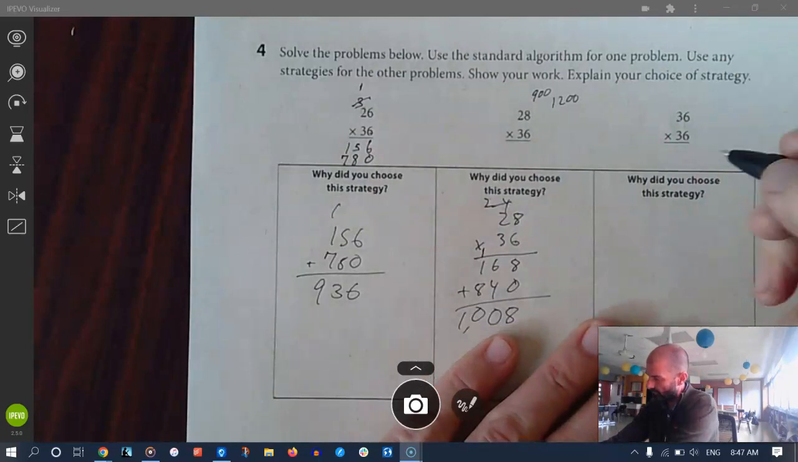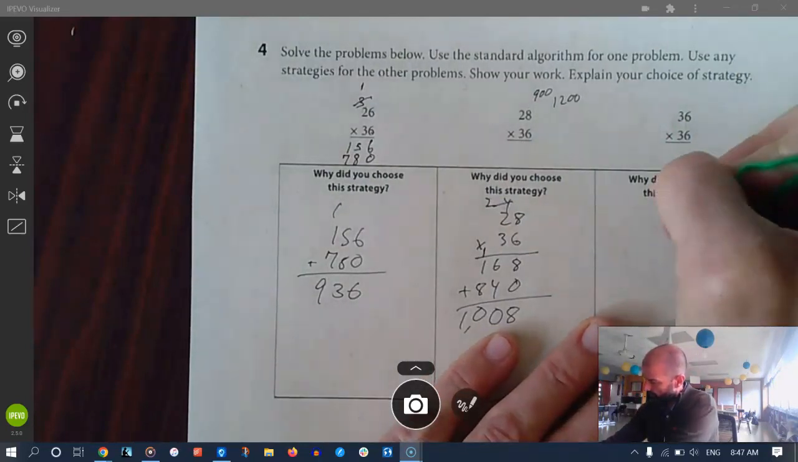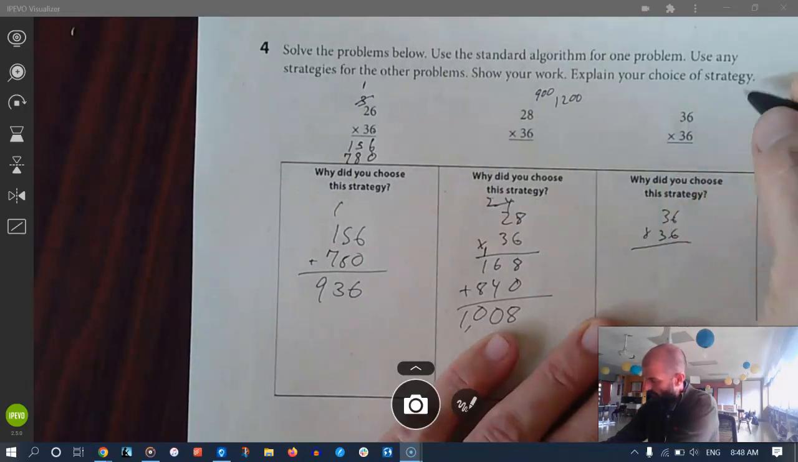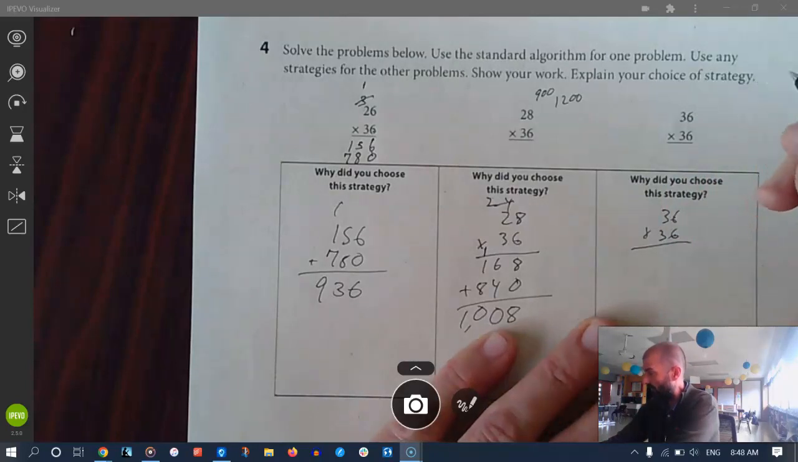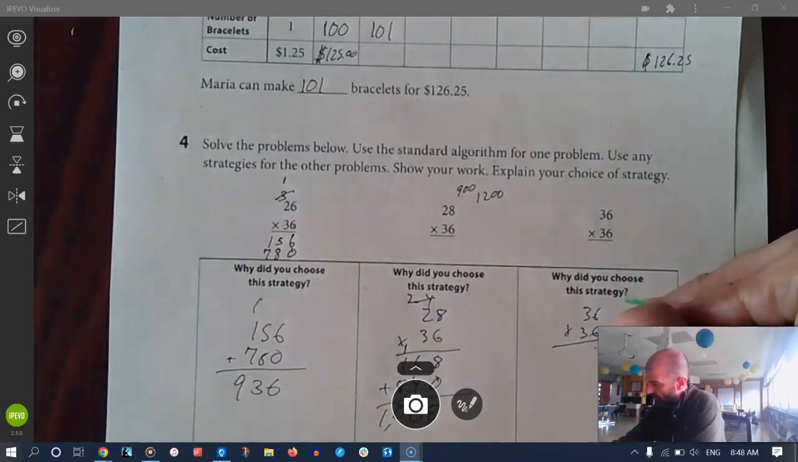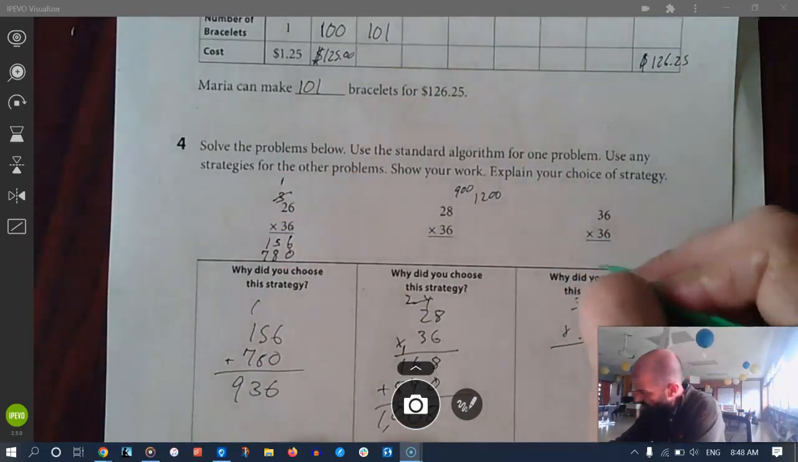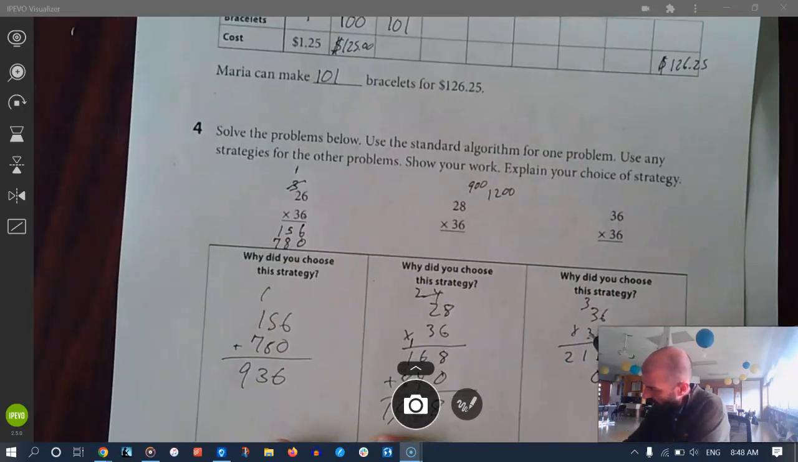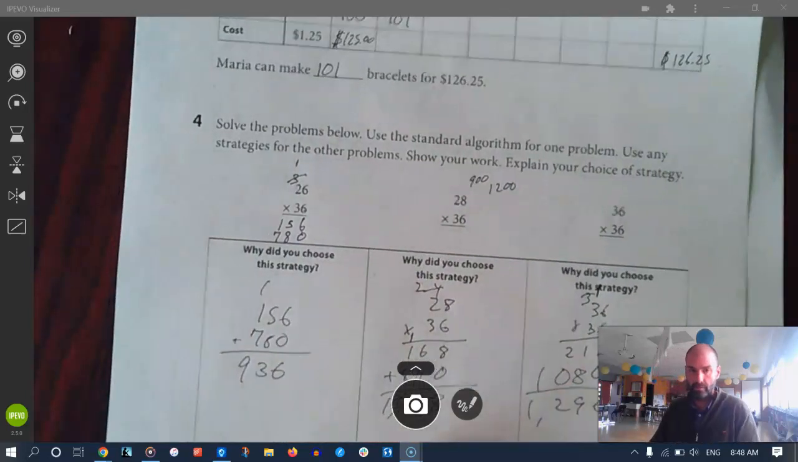36 times 36. So 30 times 30 is 900, 40 times 40 is 1600, so in between 900 and 1600. 6 times 6 is 36, 6 times 3 is 18, plus 3 is 21. Again, we're multiplying by 30, not just 3. 3 times 6 is 18. Carry the 1, 3 times 3 is 9, plus 1 is 10. 6, 9, 2, 1, 1,296.